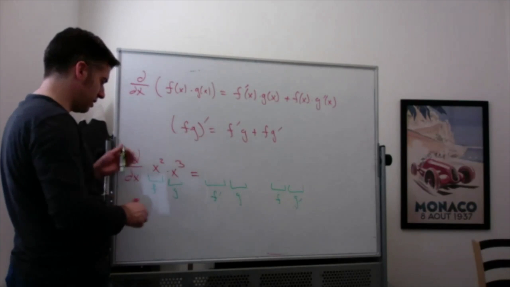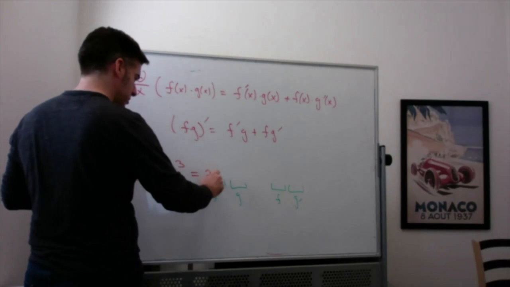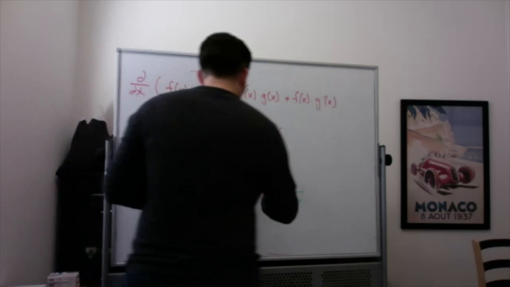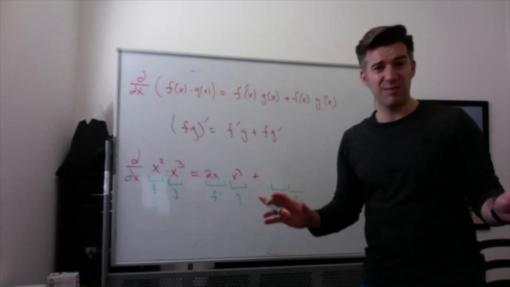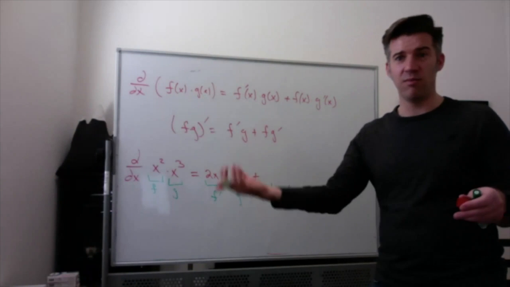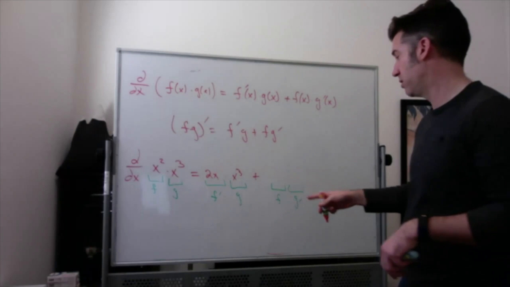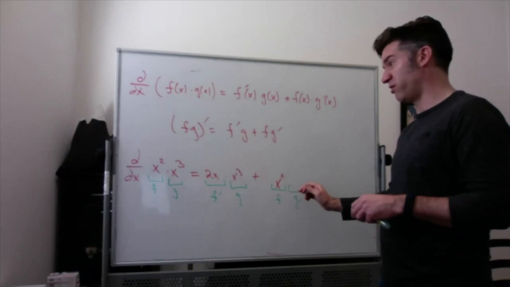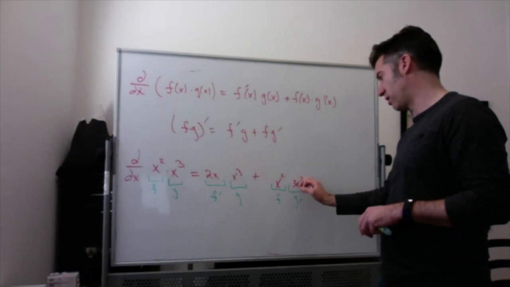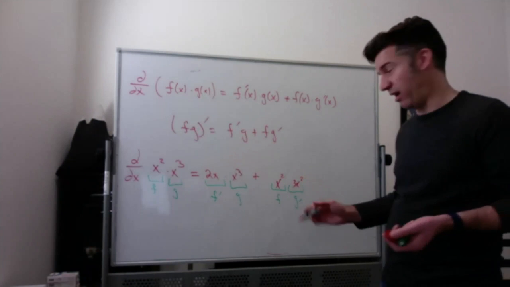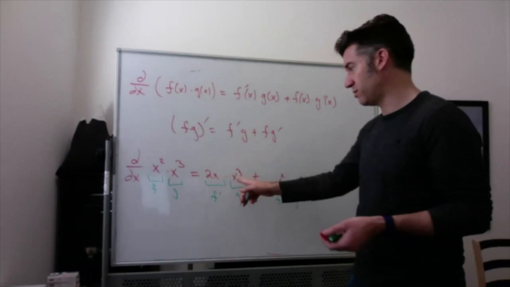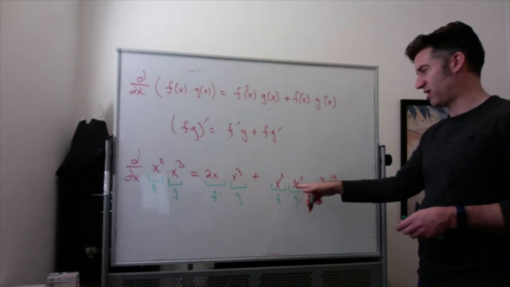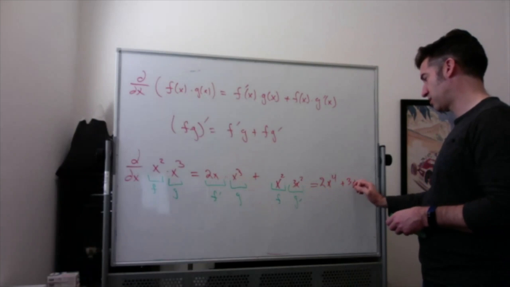And in this case, f prime is going to be 2x. g is still x cubed. Plus, there always has to be a plus when you're doing a product rule, right? It's something plus some other thing. f, which is x squared, times g prime, the derivative of x cubed, is 3x squared. And now we're going to simplify. 2x times x cubed is 2x to the fourth. x squared times 3x squared is 3x to the fourth.